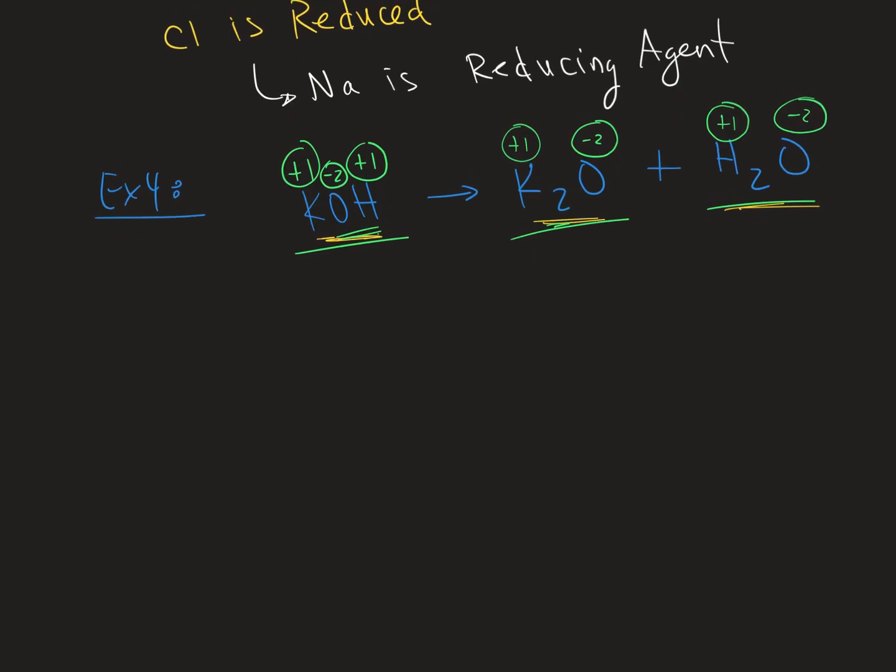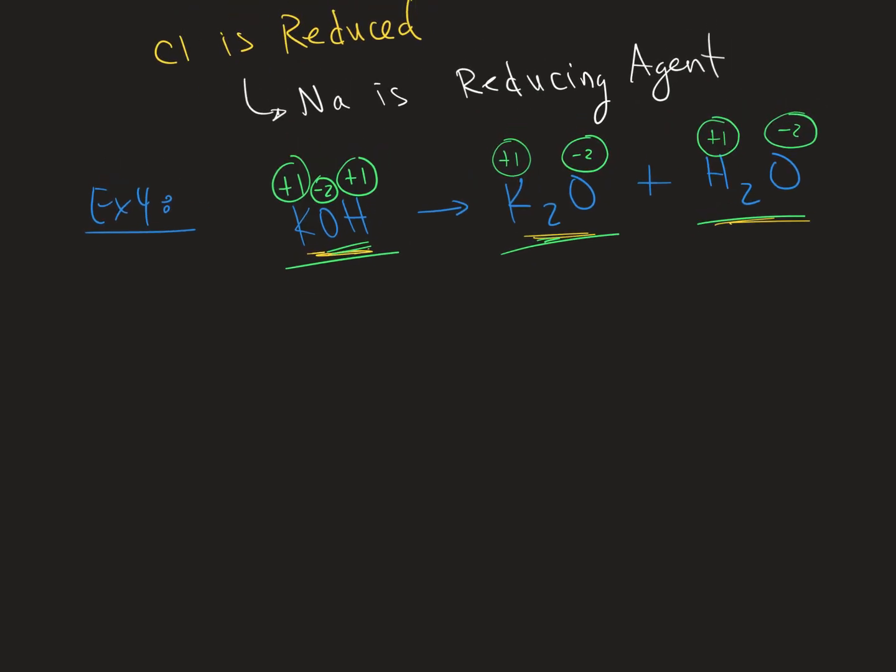All right, so which one is reduced, guys? Which one lowers in charge? Which one gains electrons? There's only 3 atoms here, 3 different elements. What happens to the charge, the oxidation number for potassium, from here to here? Oh, it stays the same. What about oxygen? Same. Hydrogen? Is this an oxidation reduction reaction? No.